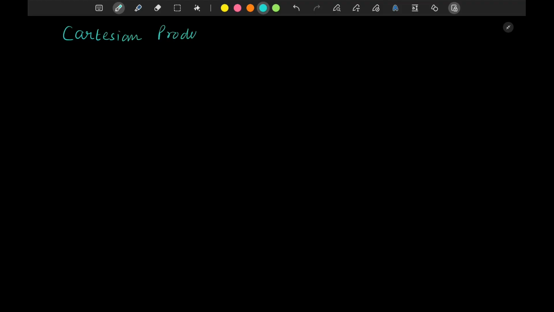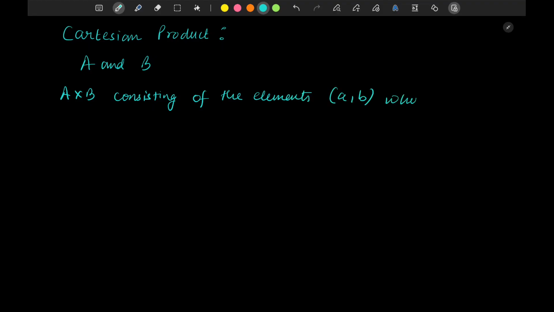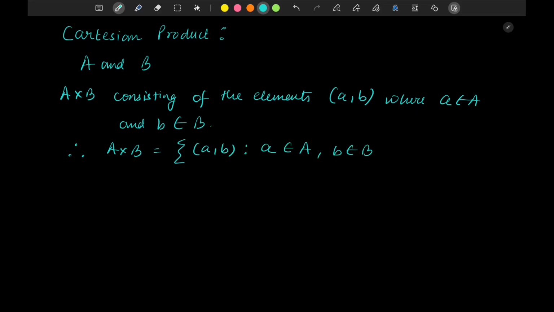Now that we are familiar with ordered pairs, we will talk about the Cartesian product of two sets. Let us take two non-empty sets A and B. Then the Cartesian product of A and B is the set denoted by A cross B, which consists of all the elements written as the ordered pair (a, b), where a belongs to set A and b belongs to set B. In set builder form, this can be written as A cross B is equal to {(a, b) such that a belongs to A and b belongs to B}. Now, if A and B are null sets, then A cross B will also be a null set.